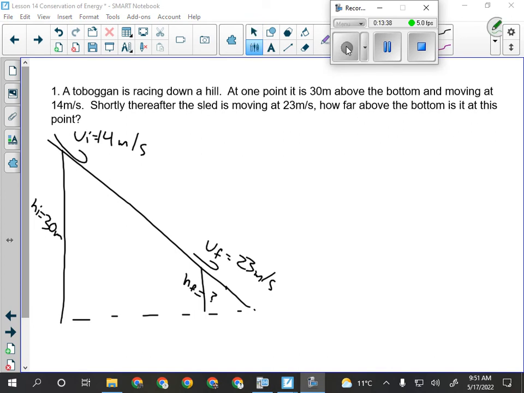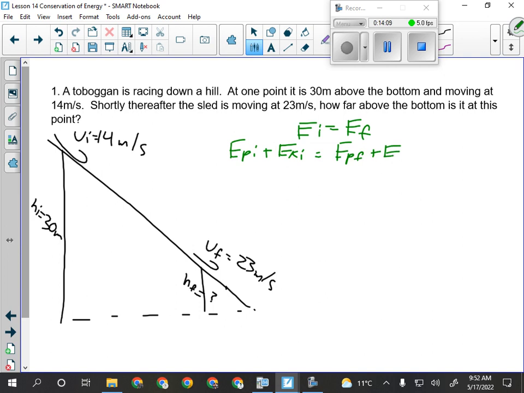Okay, so for this one, again, we know that because work is not mentioned, we're not given force, that this is not a work energy theorem problem, that this is a law of conservation of energy problem. So we start out, EI equals EF. Our initial mechanical energy and our final mechanical energy are the same. That means initial potential plus initial kinetic equals final potential plus final kinetic.